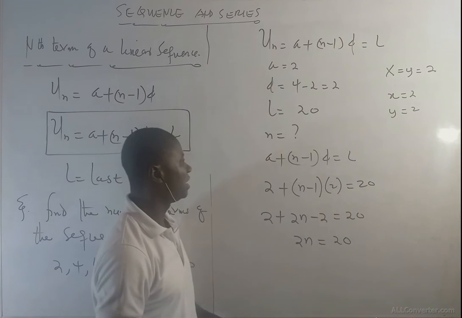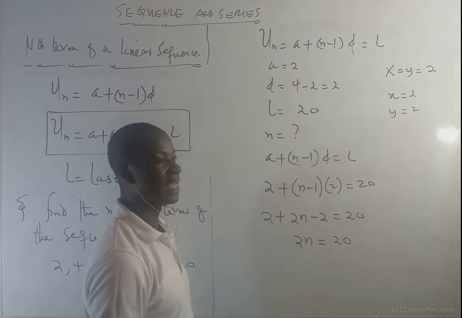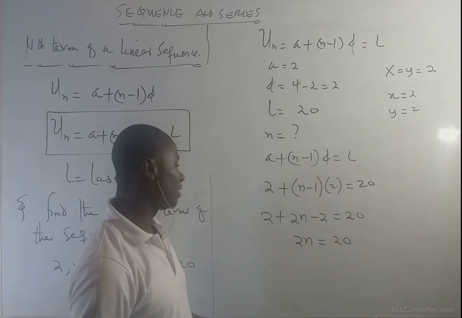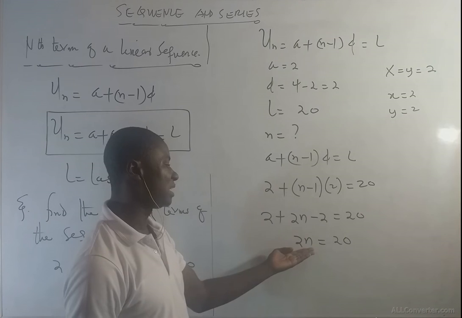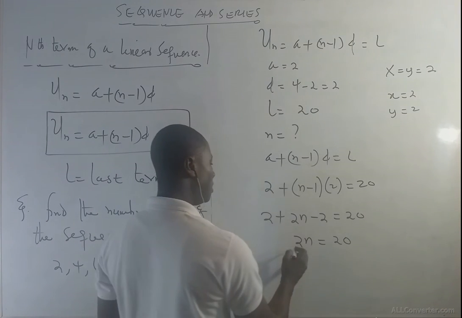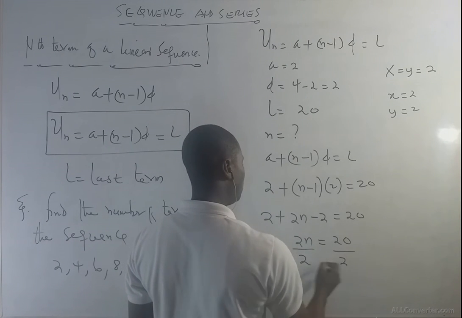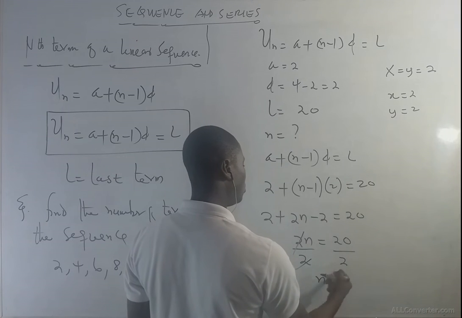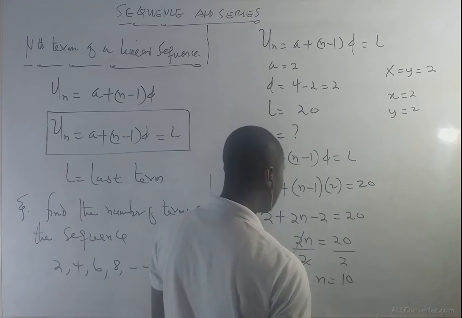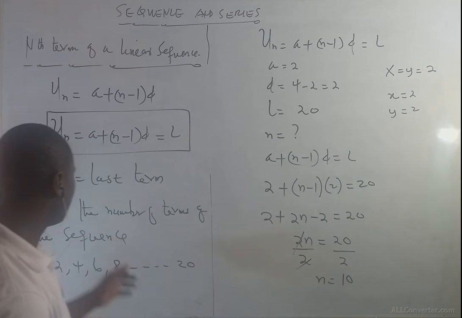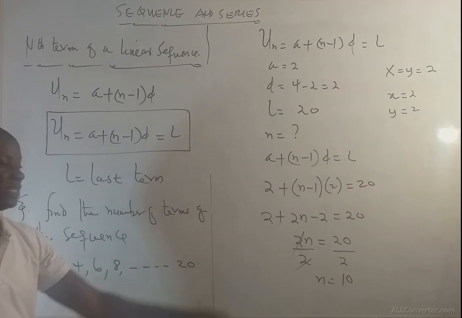Don't forget that we are looking for the number of terms, that is n. And so in finding n, we divide both sides by the constant attached to that variable. So we divide through by 2, we divide through by 2, this is gone, and n is equal to 2 into 20 is 10. So the number of terms of this particular sequence is 10.